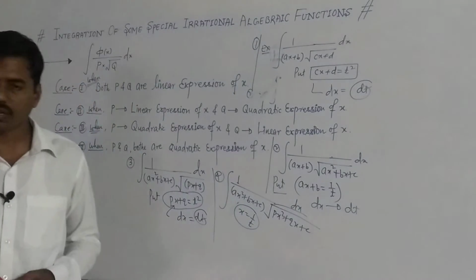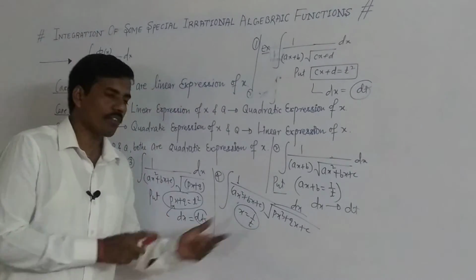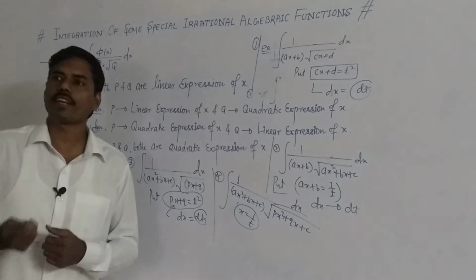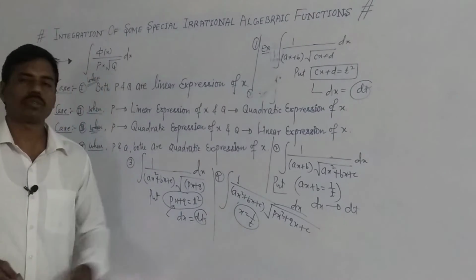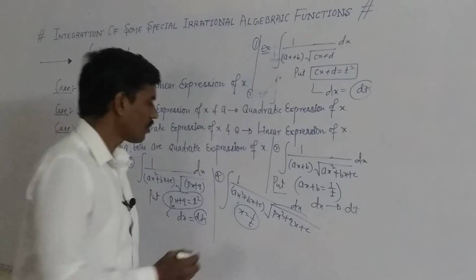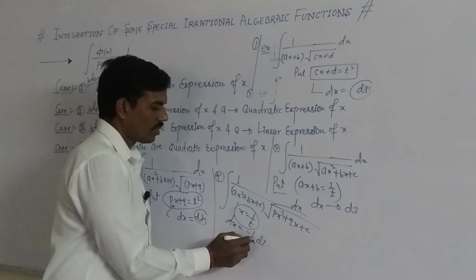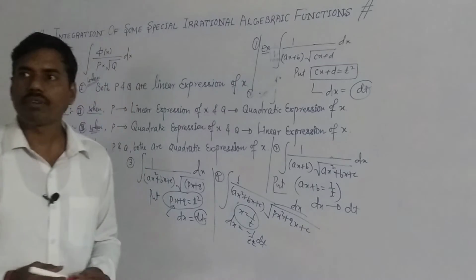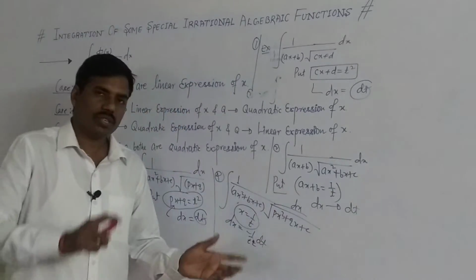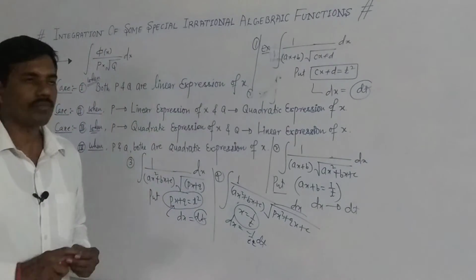What is the substitution for this type of integral? When both p and q are quadratic expressions, we have to put x is equal to 1 by t. After taking the derivative, that is dx is equal to minus 1 upon t square dt, we can change all functions which are in x in the form of t, and dx is also converted into dt. Okay, I am repeating.